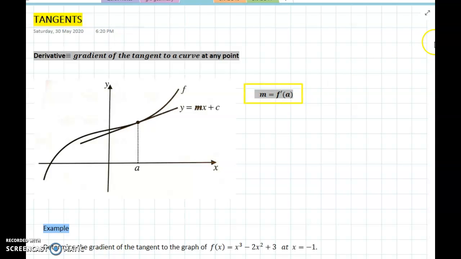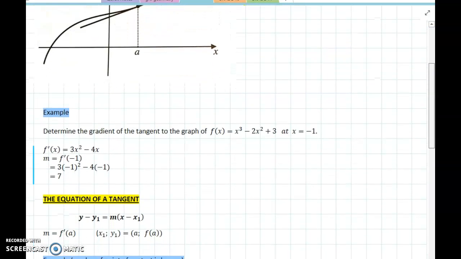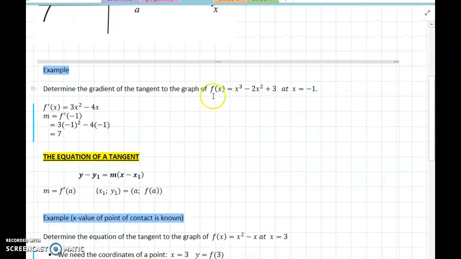So let's look at an example. It says determine the gradient of the tangent to the graph f of x equal to x cubed minus 2x squared plus 3 at the point x equal to minus 1. So when we find the derivative of this function, that is the gradient of the curve anywhere.